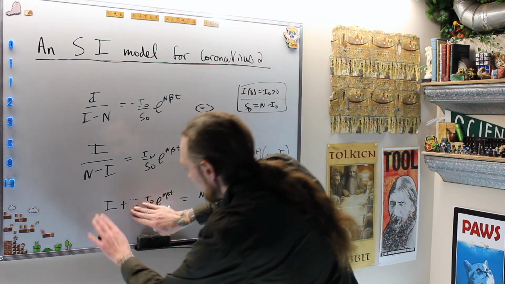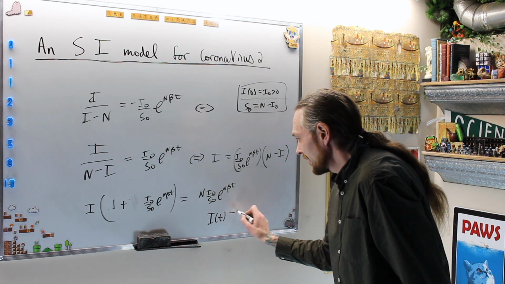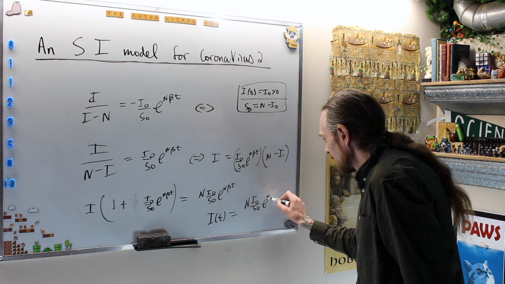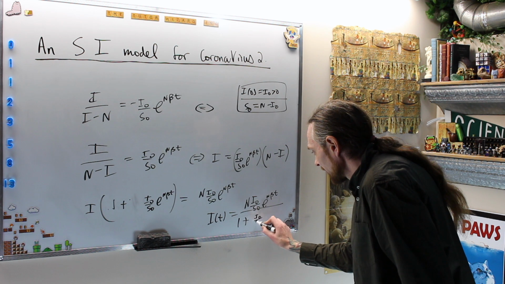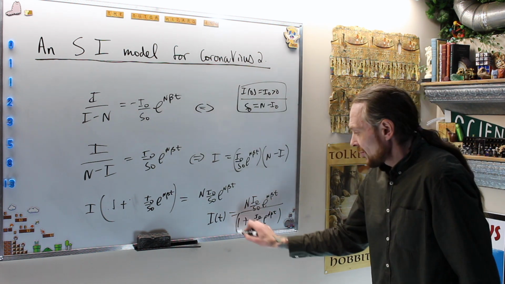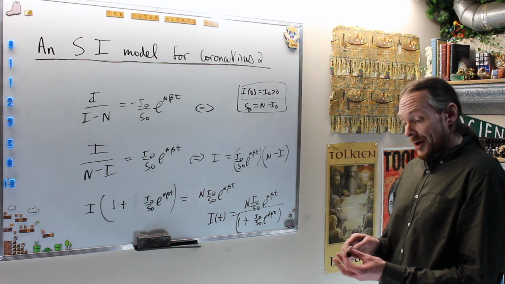Factor the I out of this, and I get that I of t is equal to n I naught over S naught e to the n beta t over 1 plus I naught over S naught e to the n beta t. That's not quite as fancy as I want it, so let's clean that up a little bit more. How can I do that?